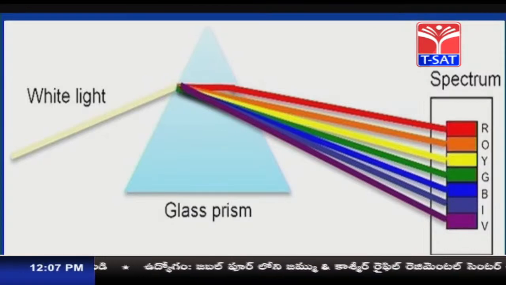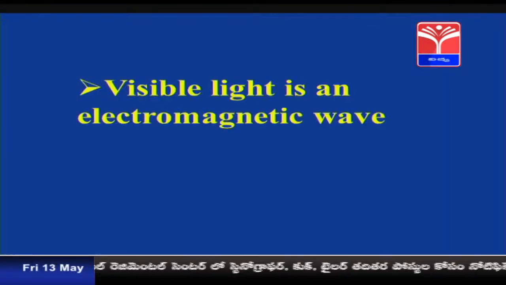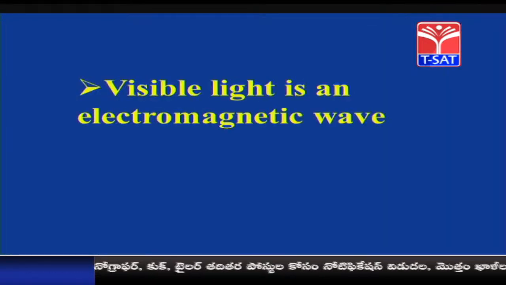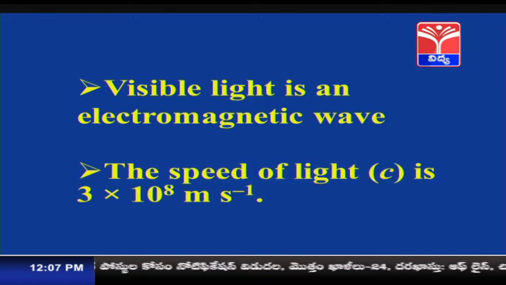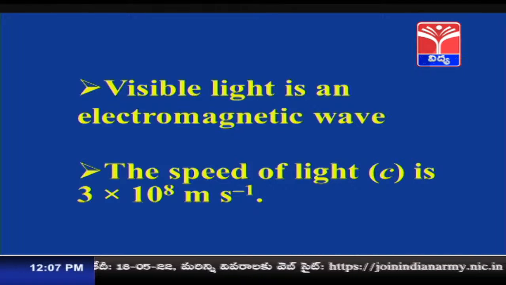Rainbow is the visible spectrum. Children, visible light is also an electromagnetic wave, and the speed of that light is 3 × 10^8 meters per second. In other words, 3 lakh kilometers per second.